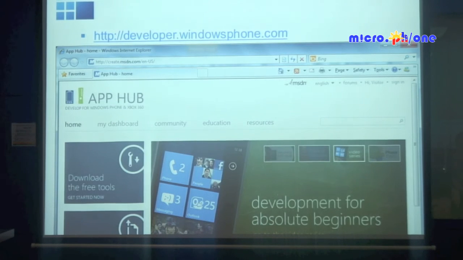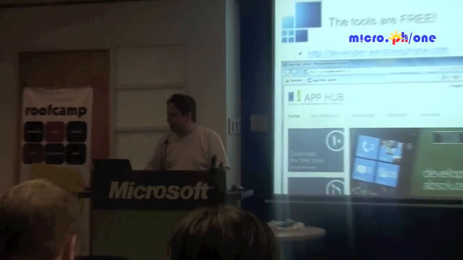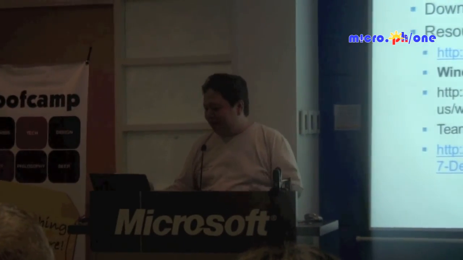And again, the tools are free. You can download them from developer.windowsphone.com. Just go to this URL. This is also where you register for App Hub, so you can publish your applications. And then, call to action: download the tools, and the URLs. These are the resources you should go to learn more about developing Windows Phone 7 applications.